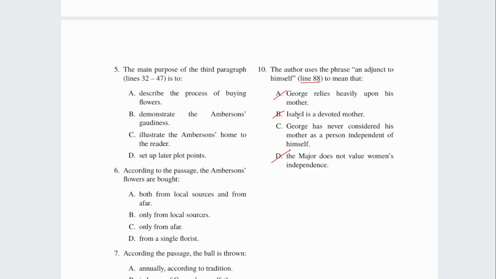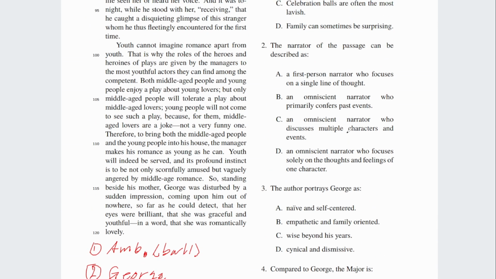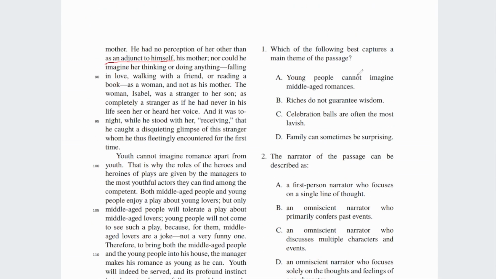So that leaves answer choice C, which says that George has never considered his mother as a person independent of himself. And that seems true, right? We're saying he understands Isabel as his mother. He doesn't understand Isabel as a woman in her own right. So C seems absolutely true. He's never thought about her as an independent person. Okay, so let's get through some detailed questions now because those will give us a better chance to look back through the passage. Again, we're going through this process of answering these questions as we are reviewing the passage.